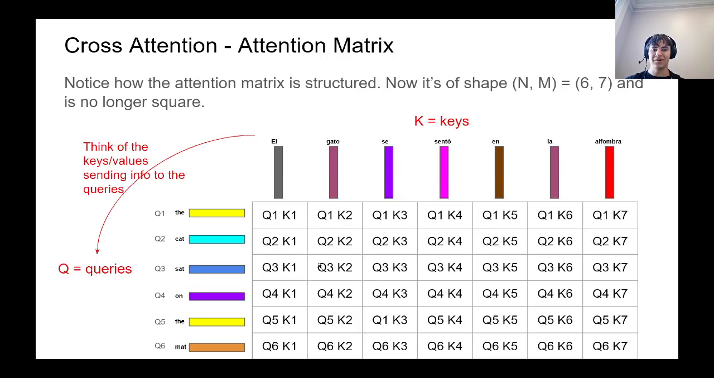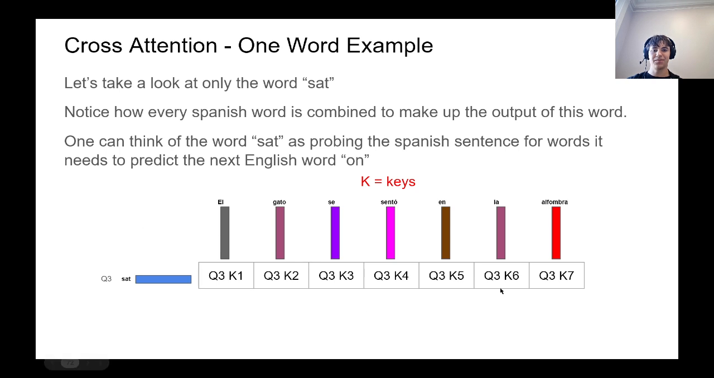So let's just look at SAT. So we take this part here, SAT. Basically what this represents is how every Spanish word is going to be combined together to create this new representation of SAT. Notice how all SAT is doing is it is being multiplied by SAT isn't going to be combined in any way. All SAT is doing is probing the Spanish words to know what information it wants to receive. So the word SAT here is our query, and every Spanish word are our keys, the conditioning sequence.